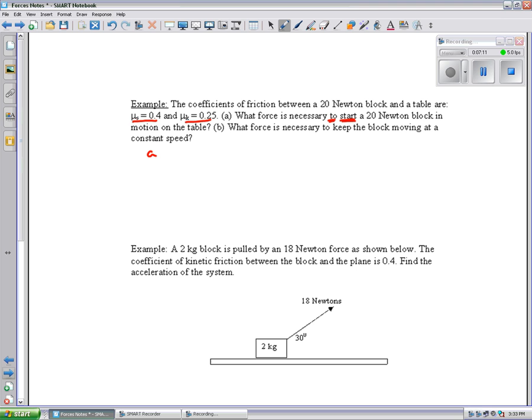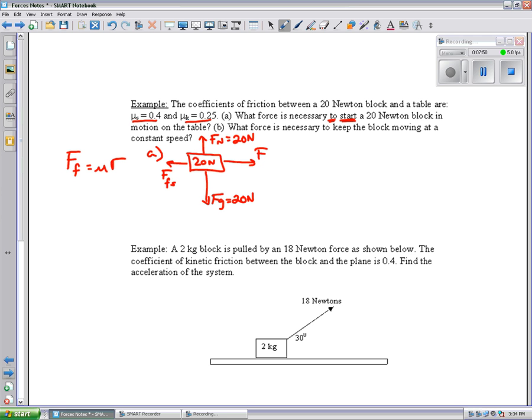So for part A, actually I'm going to draw a little free body diagram. For our free body diagram, it says we have a 20 Newton block. All right. Now be careful, they gave you 20 newtons, they're actually giving you the force of gravity this time. So the force of gravity is 20. And then our normal force is going to be 20. Okay, we're going to put some force on it forward, and we have to overcome this static friction going backward.